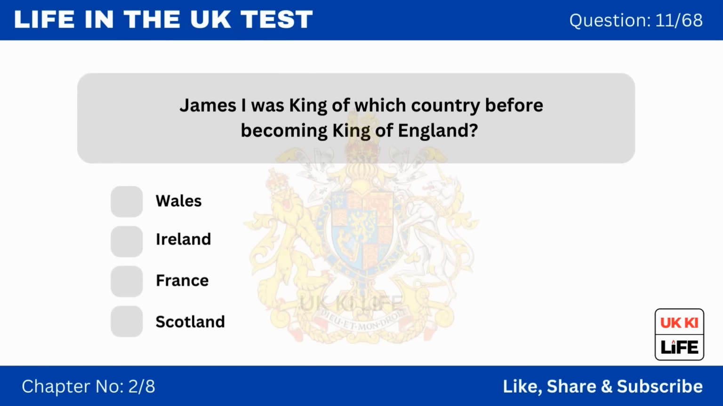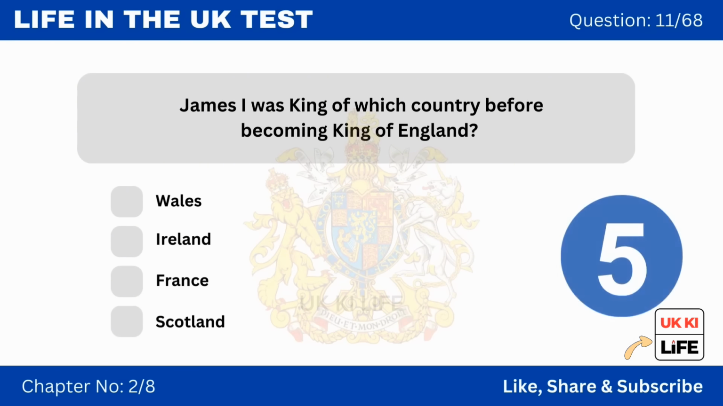Question 11. James I was king of which country before becoming king of England? Wales, Ireland, France, Scotland.